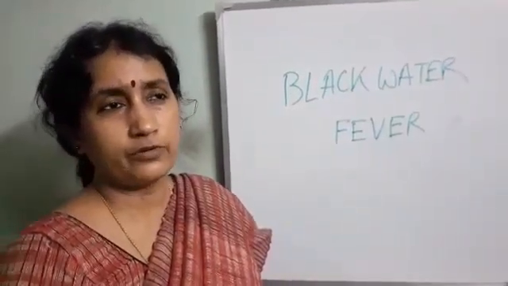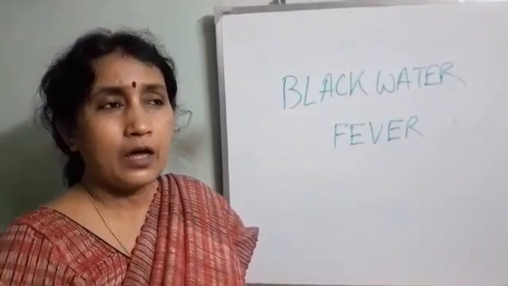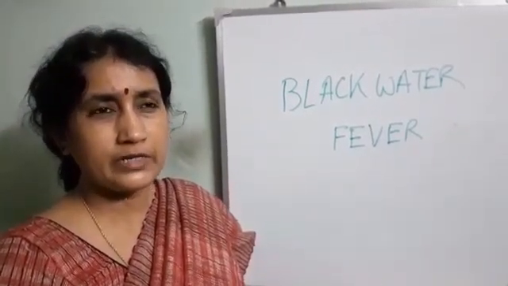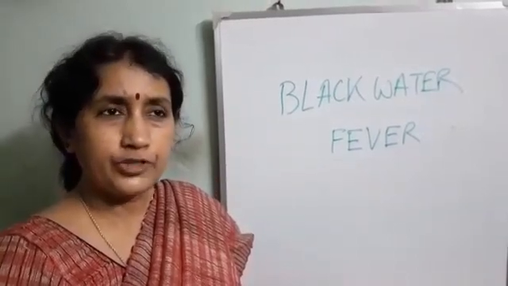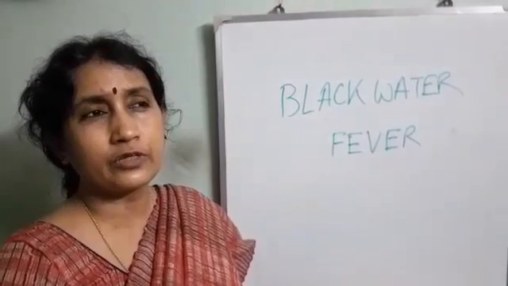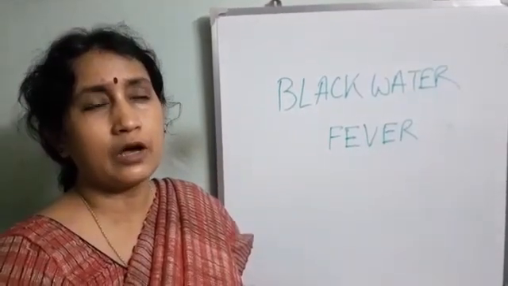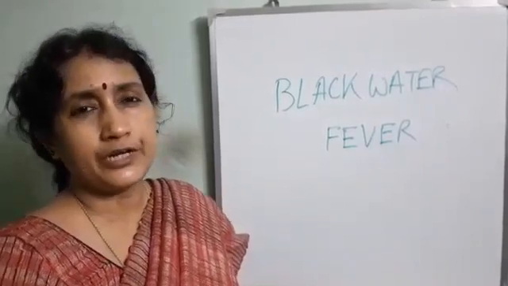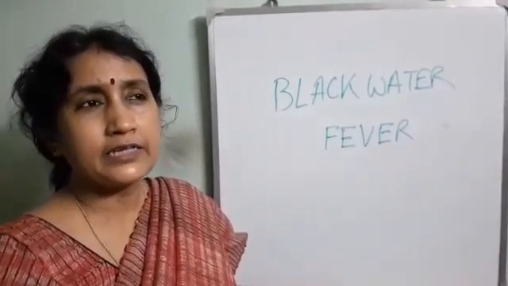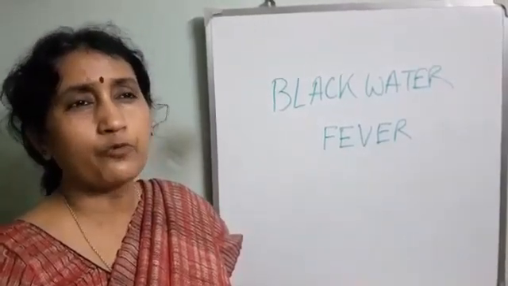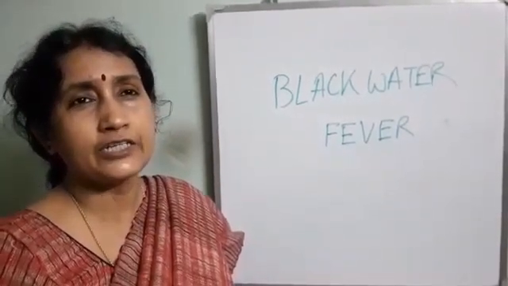Black water fever. What is this? Quinine is a drug that was used previously, not used nowadays that much, for the treatment of malaria. In cases that were partially treated with quinine or patients with reinfections, these patients used to present with this condition. What happened? The parasitized RBCs or the RBCs loaded with quinine used to act as antigens.